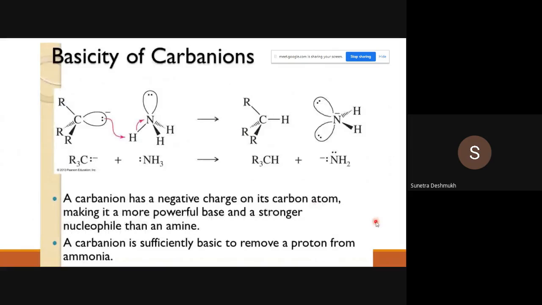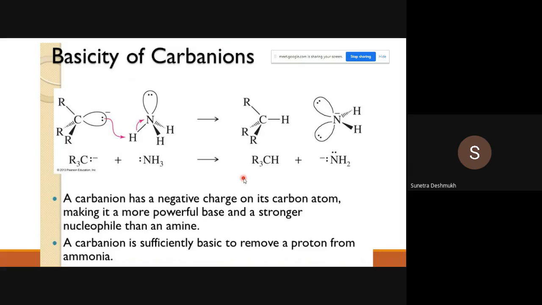Now, the basicity of carbanions. Here I have taken one example: a trialkyl carbanion, which we treat with ammonia. You know that the carbanion and ammonia structures are isoelectronic with each other; they resemble each other.